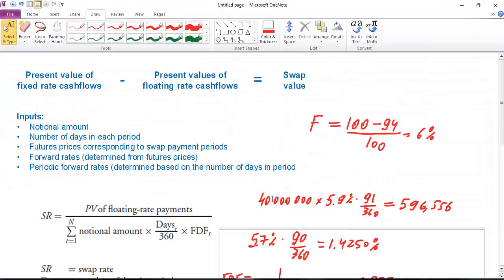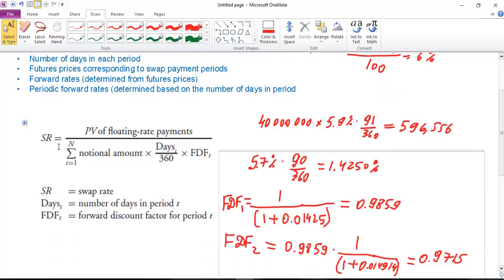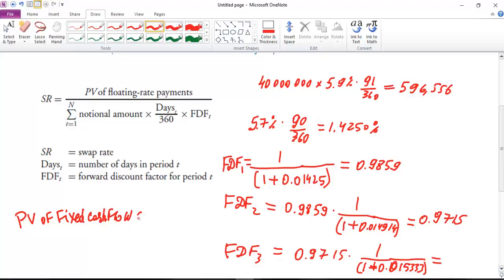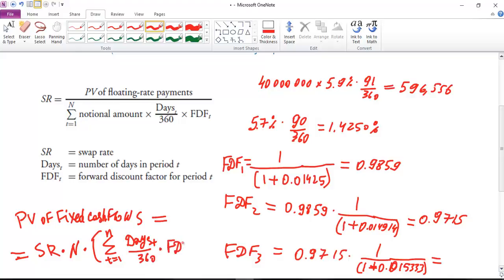Now notice that I mentioned this formula earlier, and this has to do with this formula. So notice that the swap rate is equal to the PV of floating rate payments divided by this. So where did it come from? Well, it's very simple. Let me show you where it came from. Remember that the PV of fixed cash flows is equal to the swap rate times the notional amount times, let me put it in brackets, the sum of days T divided by 360 times forward discount factor T.